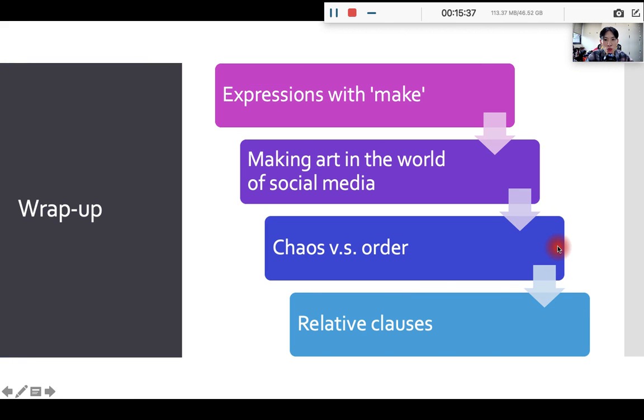Okay, so let's wrap up this unit on unexpected entertainment. First of all, we learned different expressions with make. If you still remember them, they are make a splash, make sense, and what? Make the most of. And there are others. And we also talked about how to make art in the world of social media. We talked about two artists, Artez and Sophie Chan. And from the TED Talk today, we talked about how human beings are wired to make order out of chaos. And finally, we went over the basic principles of relative clauses and did a bit more practice on relative clauses. And hopefully the practice makes you more familiar with relative clauses.